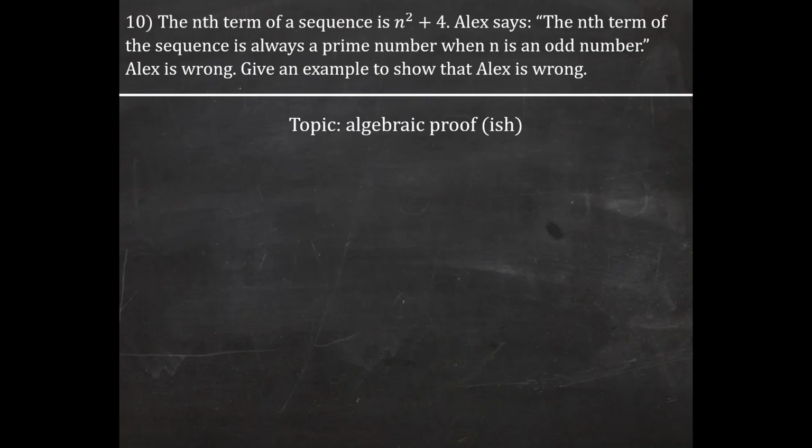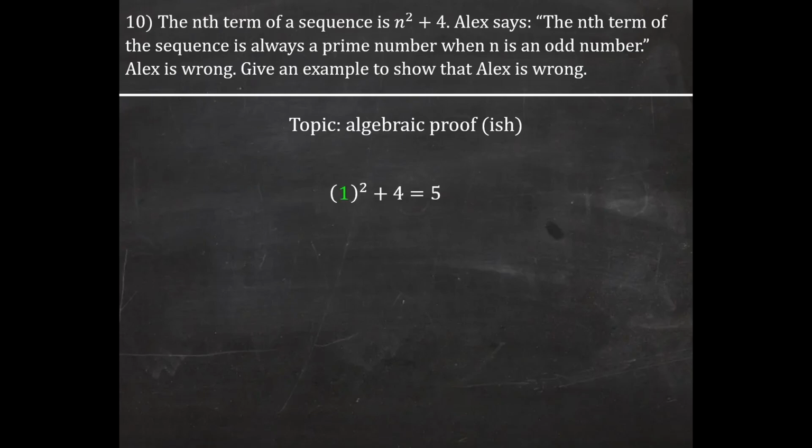The nth term for the sequence is n squared plus 4, and so on. So the topic here is algebraic proof-ish. It's not really algebraic proof because you don't need to know the lexicon, the different terms for everything. This one is kind of like trial and improvement, which is a bit of a weird question. But what we're going to do is try different odd numbers until one doesn't work. Now remember, the examiner can't read your mind, so you actually need to put on paper what you're trying here. So we're going to try with 1 first.